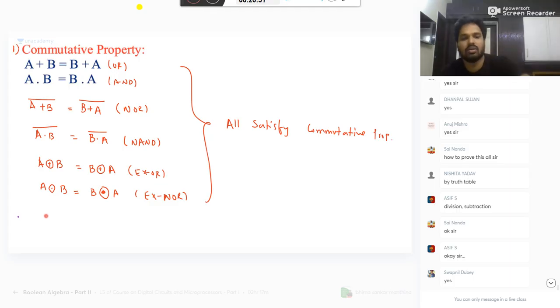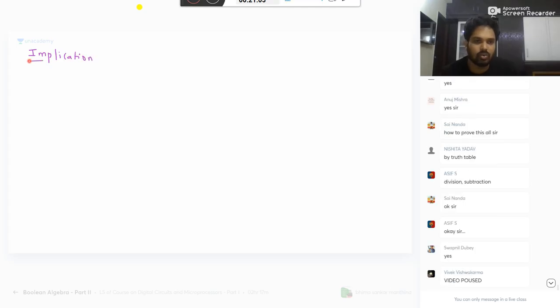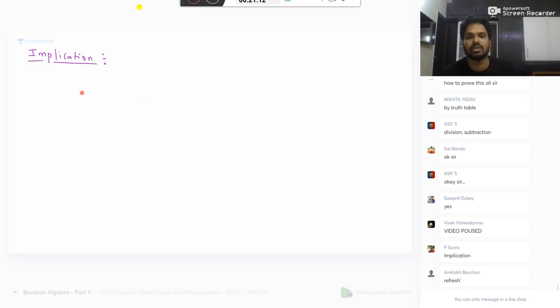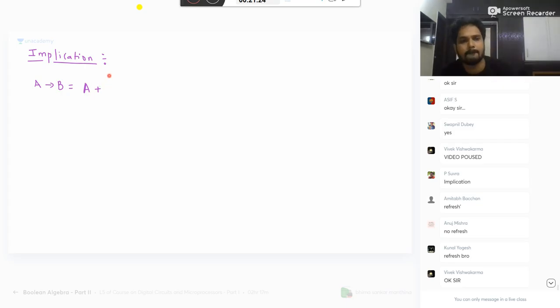Let us see the next one, implication. Similar to the AND operation and OR operation, there is one term called implication. What is implication? What is the meaning of A implies B? It is A bar plus B.